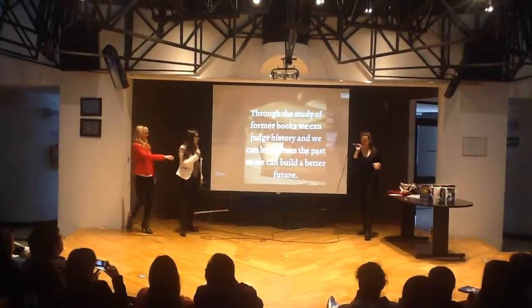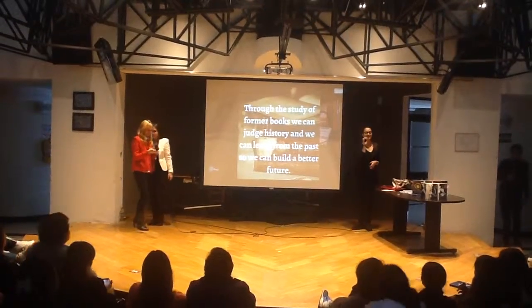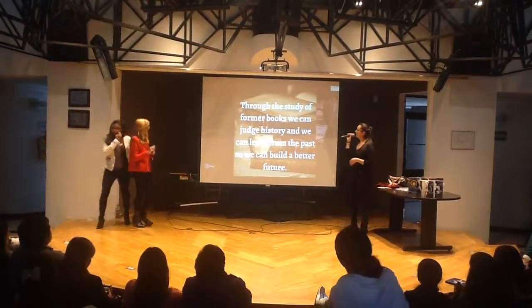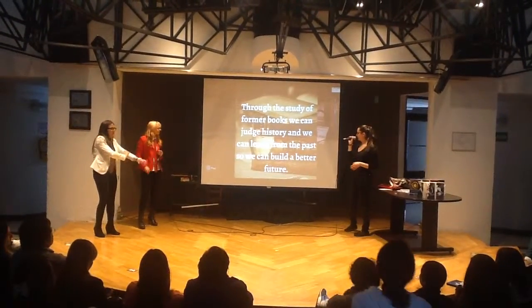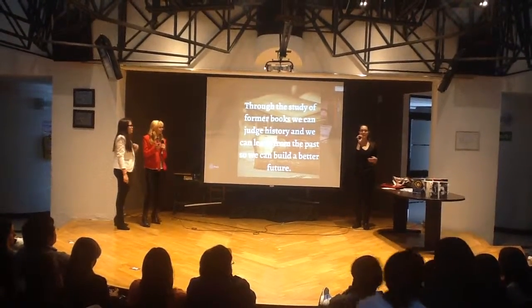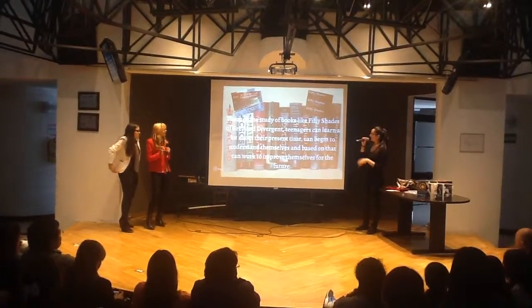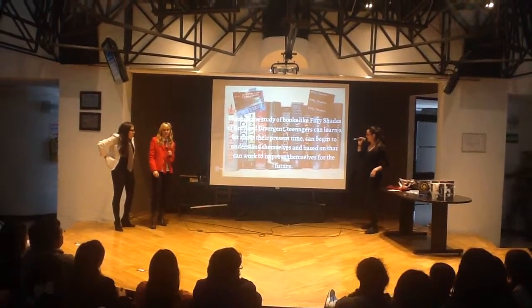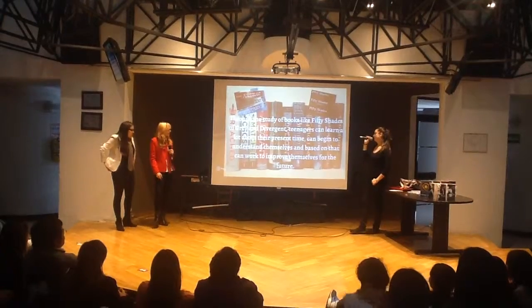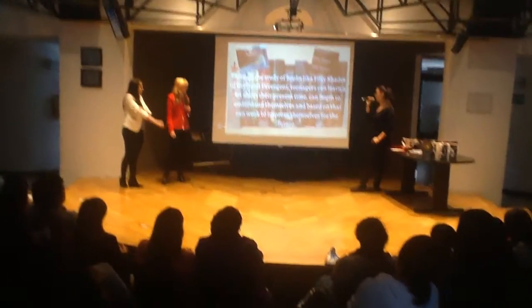Okay, so after all of this work, we realized some things. Through the study of books, we can judge history and we can learn from the past so we can build a better future. But we can do it as well with books like Fifty Shades of Grey and Divergent. Teenagers can learn a lot about their present time, can begin to understand themselves, and based on that, can work to improve themselves for the future.